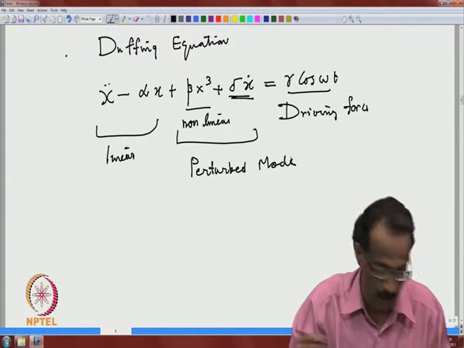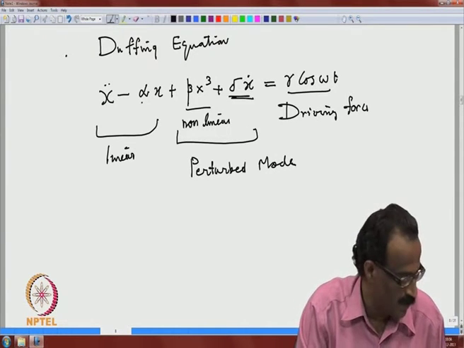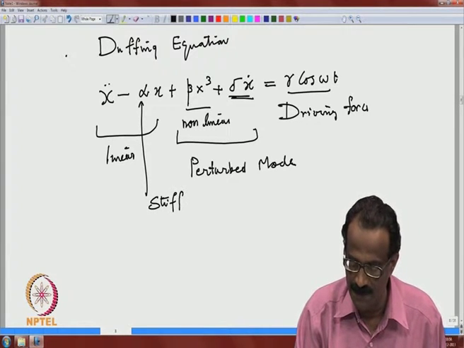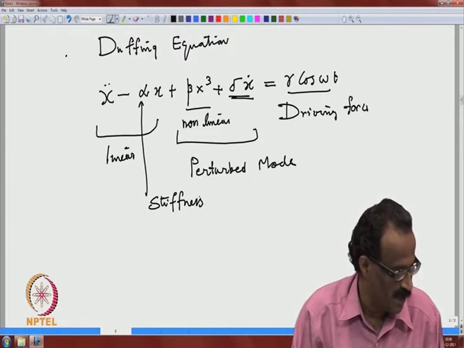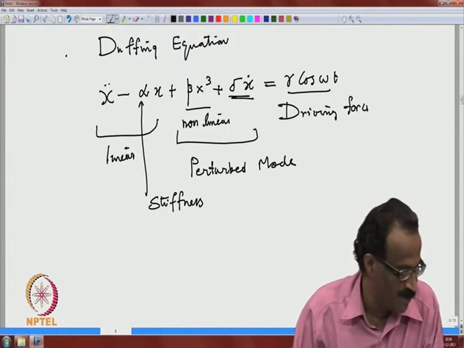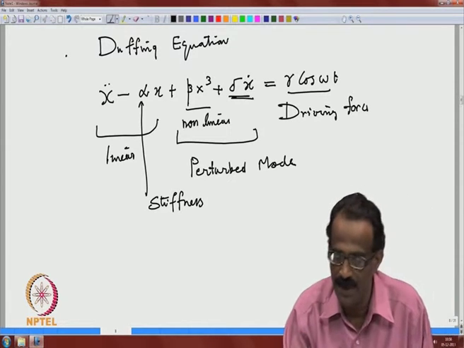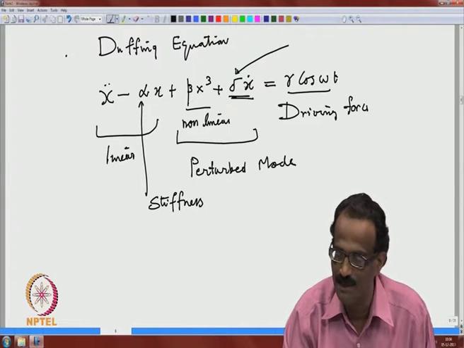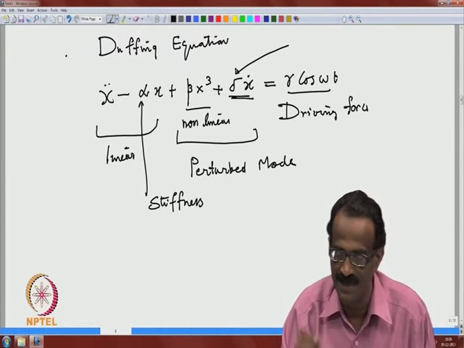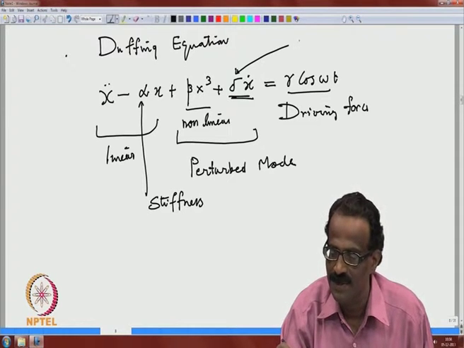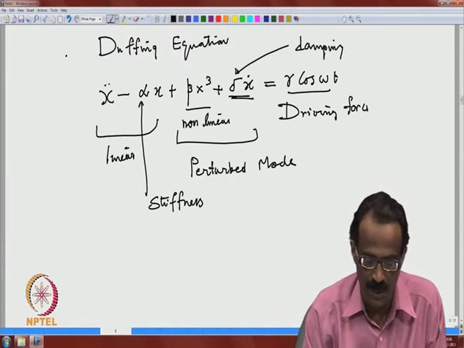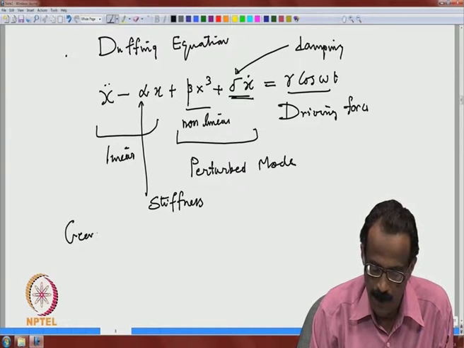And alpha is nothing but your stiffness, if you want to interpret it in a mechanical model, and beta may be the amplitude, and delta is the damping. So this is something similar to your mechanical model, with similar terms, only this is one more term, the damping. This model was probably introduced by George Duffing.